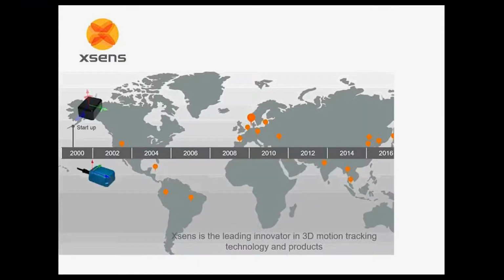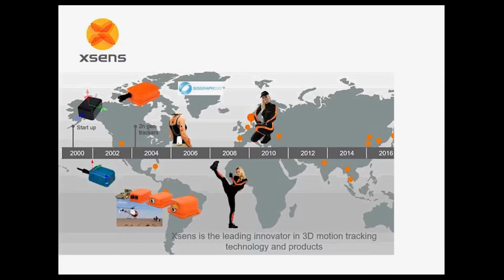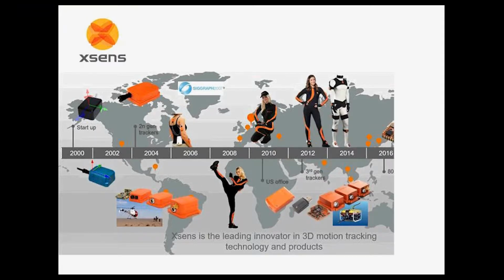Here's a timeline of how Xsens has come so far. We started in 2000, and we've gone through multiple iterations of our software as well as our hardware up until today, 2017, where we're showing you the MTw Awinda. This is the last addition to our package.